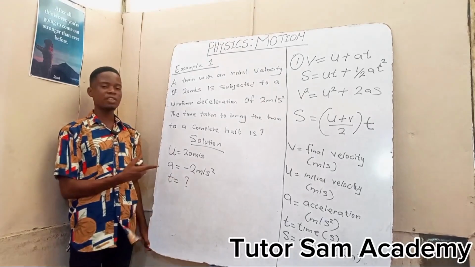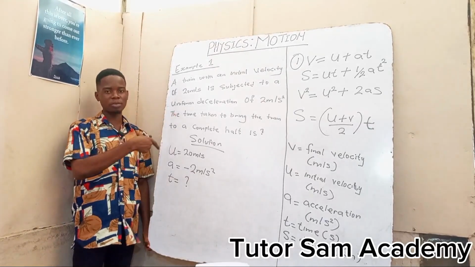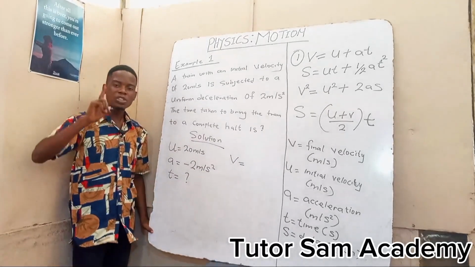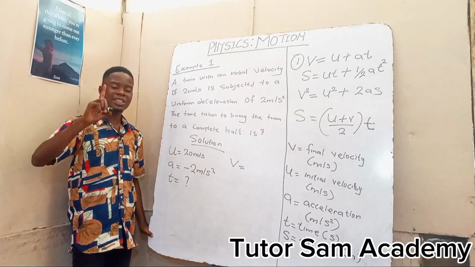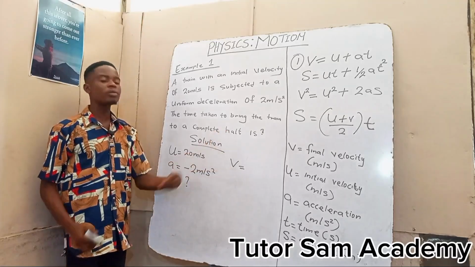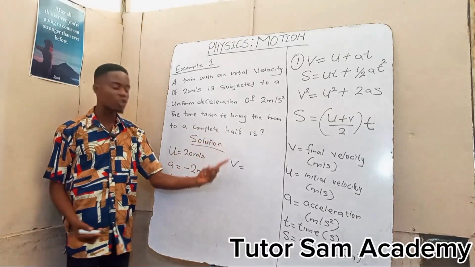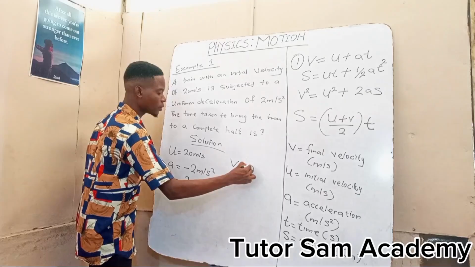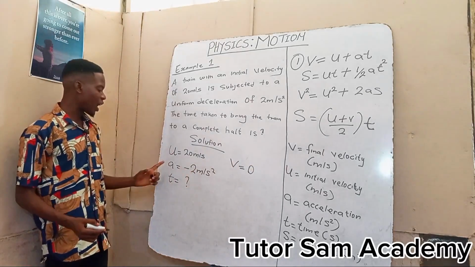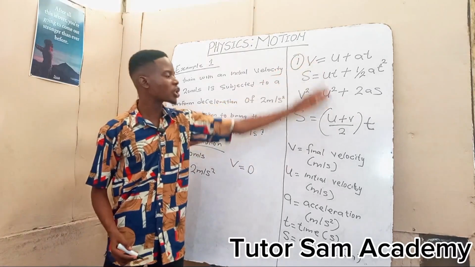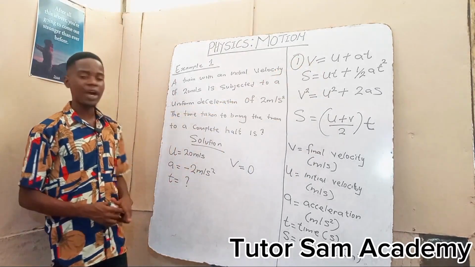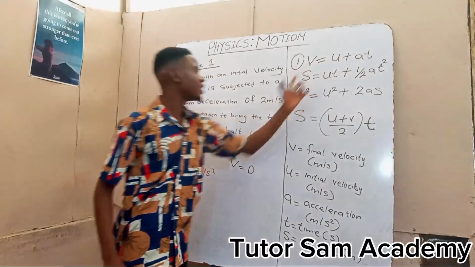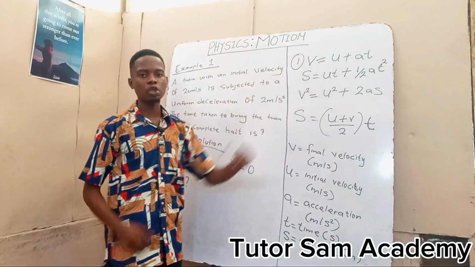So these are the parameters we are given, but there's something that is unknown from this question, which is our V, our final velocity. Don't forget, since the train is coming to a complete halt, that means our V there will be 0. So I have V, I have U, I have A, I have T. So which of these equations can I use? Looking at them, that's why you need to list your parameters. I have U, A, T, and V. That means I can use the first equation of motion.